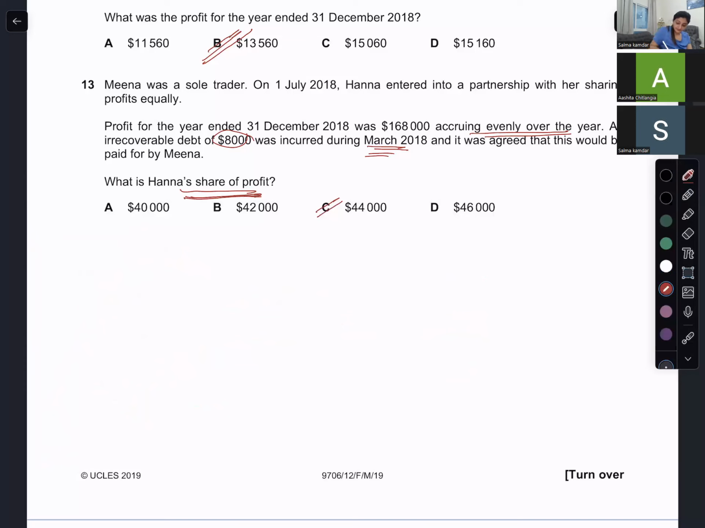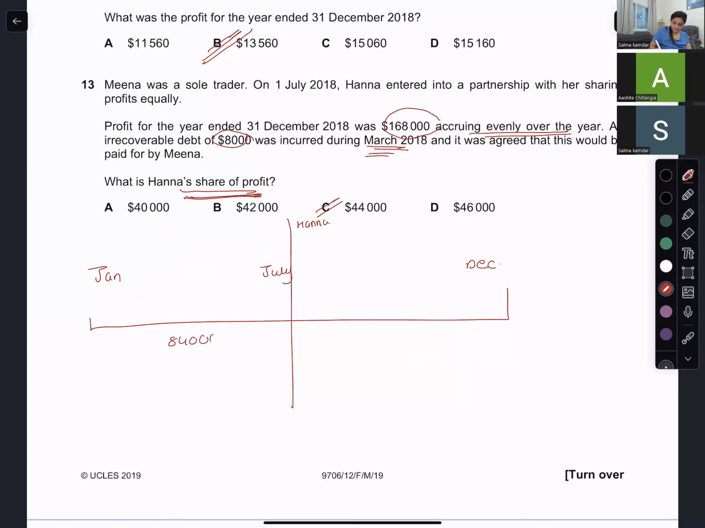No, I did not. This is January to July, and December. Okay, here Hana is admitted. 168,000 was the profit. I divided it into 2 periods. 168,000 divided by 2, so this is 84,000 and this is 84,000. Are you with me? Okay. This 84,000 has to be shared between Meena and Hana.